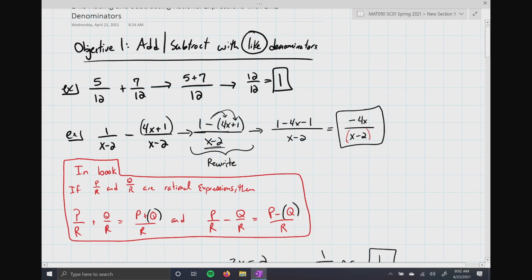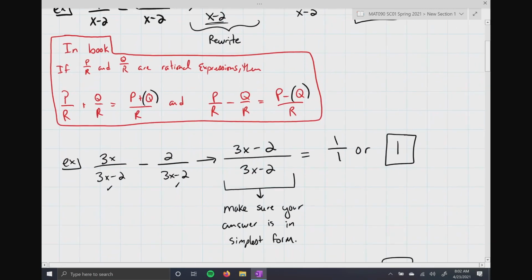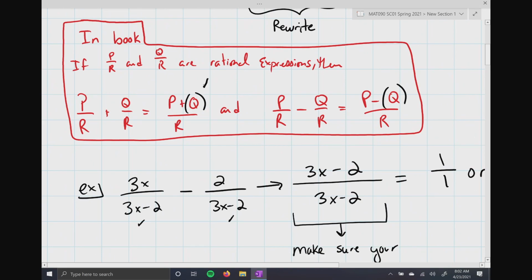So when you think about this, the most important thing to do is that once you establish that you have like denominators, the best thing for you to do is just to rewrite the problem with one denominator and one whole entire numerator. And the reason for that is in red, and that's because the numerator of the second fraction, you want to put that in parentheses so that in case there is a minus sign, you will subtract the entire numerator away from the first numerator.